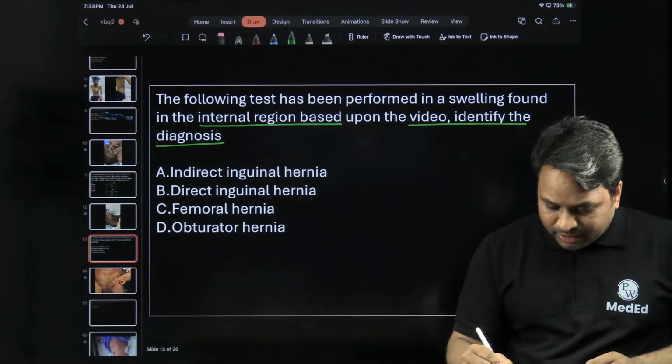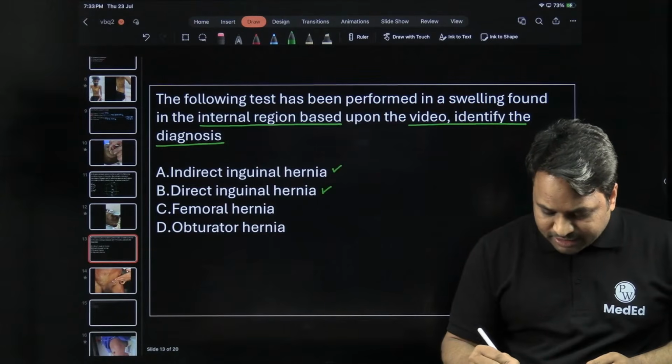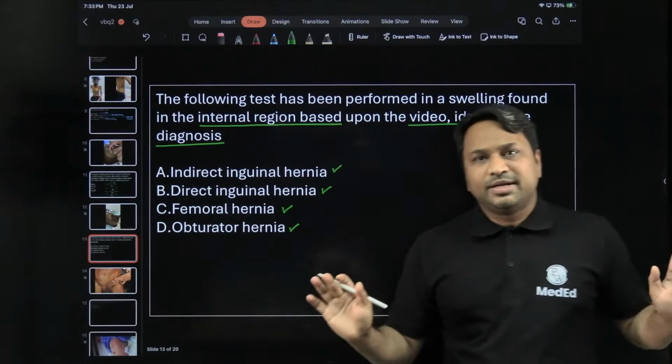Is it an indirect inguinal hernia? Is it a direct inguinal hernia? Is it a femoral hernia or is it an obturator hernia? As simple as that.